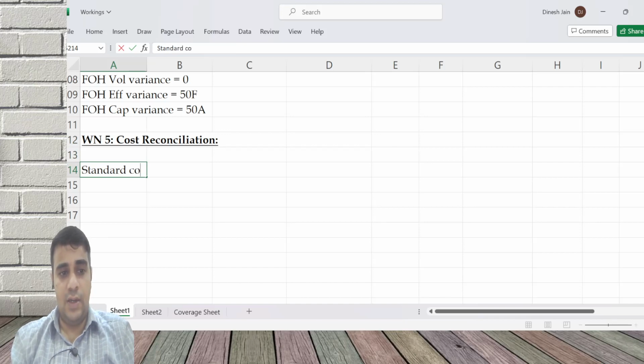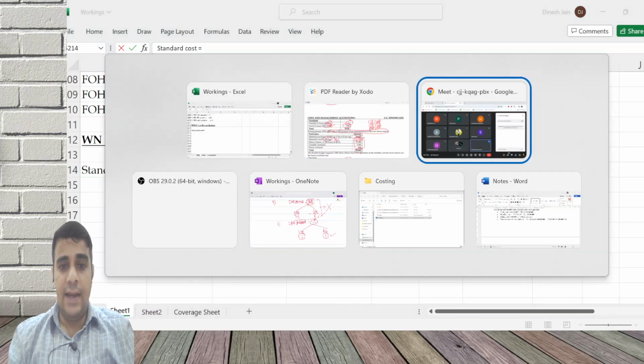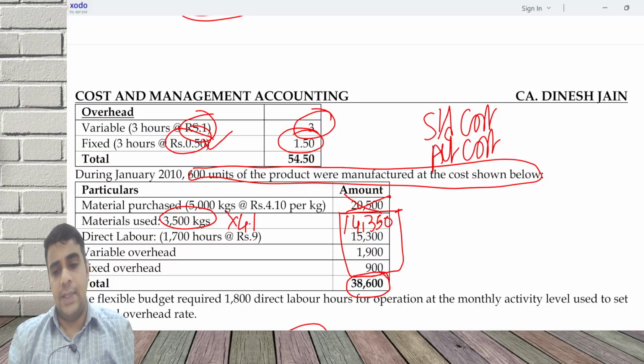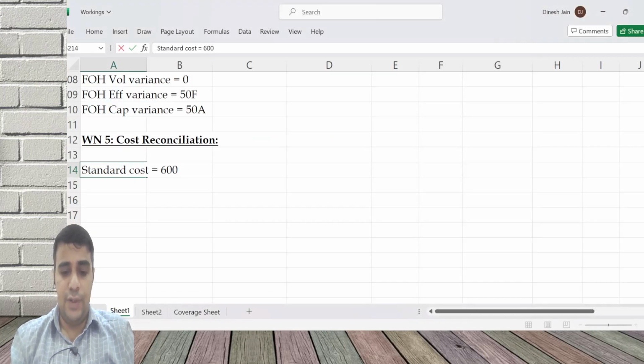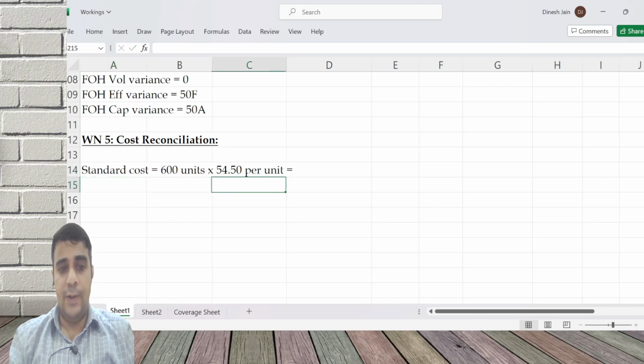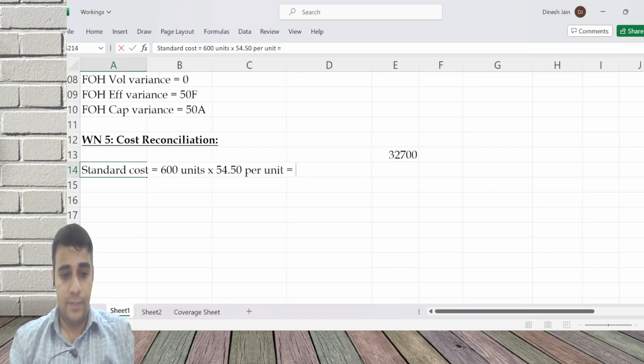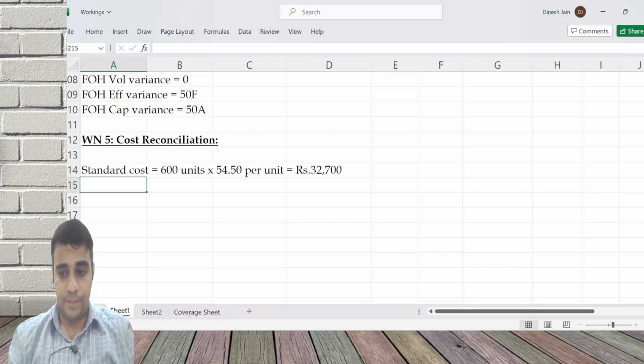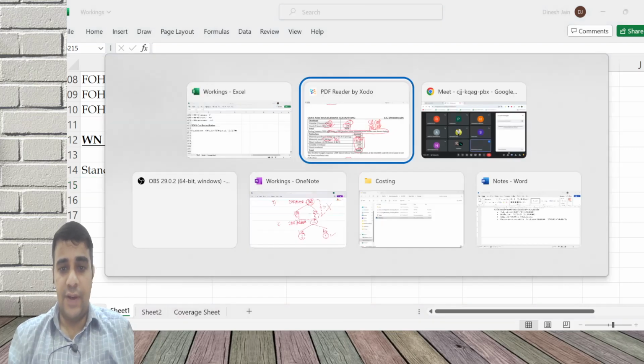Standard cost equal to... standard is always calculated with the help of actual output. So 600 units into 54.5 per unit. 600 into 54.5 is 32,700.